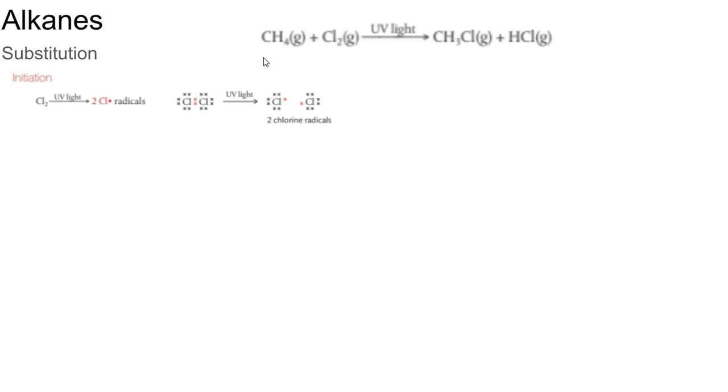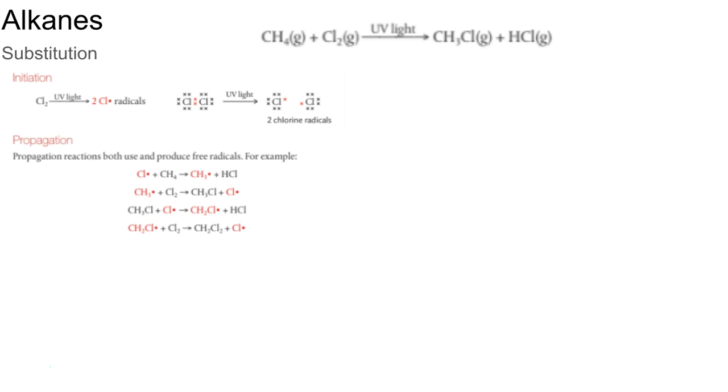We have three steps in substitution reactions. The first step is initiation. We're going to shoot UV light at these chlorine molecules, and it's going to use homolytic fission to split the energy in that bond to put one electron with each chlorine, and so we have two chlorine radicals. Those radicals are very unstable, and they're going to react with anything they come in contact with. That is the propagation step, the second step. Notice each of these steps both use and produce a free radical.